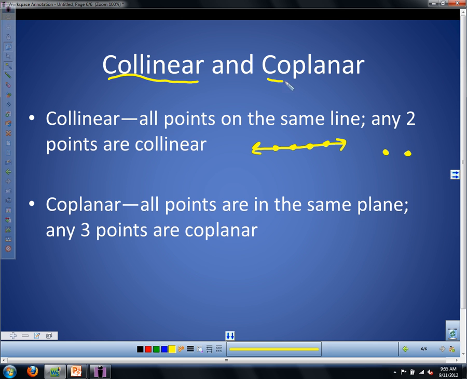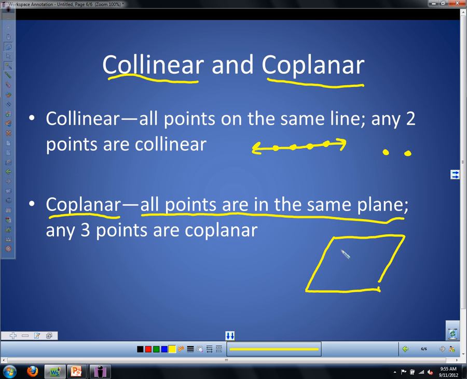Our next term, coplanar. So that's going to go in a new box. Our technical definition, all points in the same plane. So co just means together, and planar means plane. They're together on a plane. If I drew a picture of that, here are my points that are coplanar. Those 5 points are coplanar.